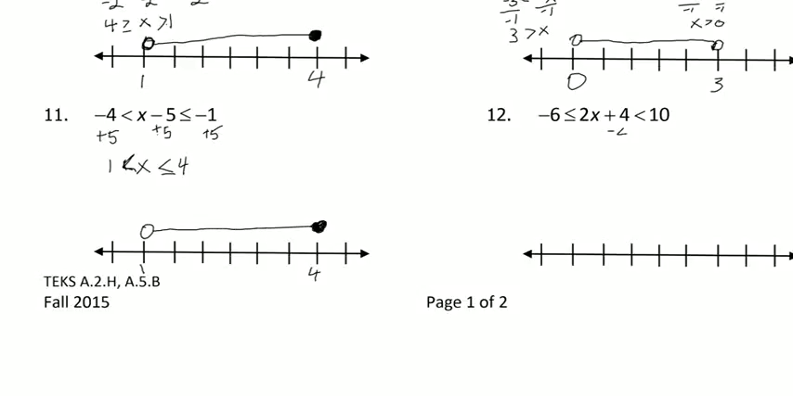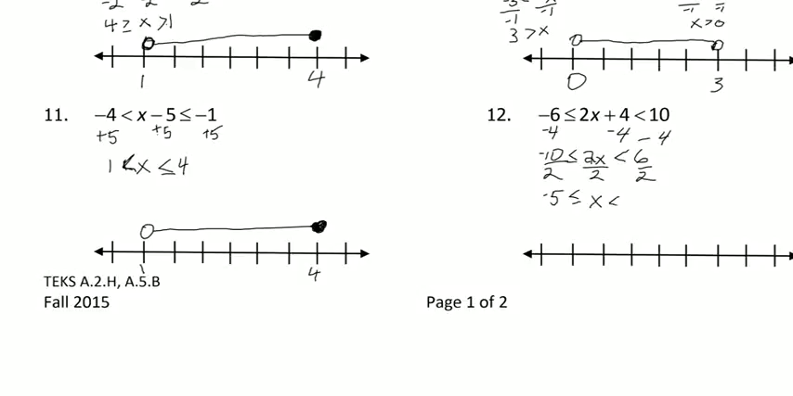Now we're going to go ahead and subtract 4 from both sides here. It's going to be negative 10. And then we minus 4 from the other side here. And that's going to be, let's see, negative 10 less than or equal to 2x less than 6. We divide everything by 2. And that's going to be negative 5 less than or equal to x less than 3.